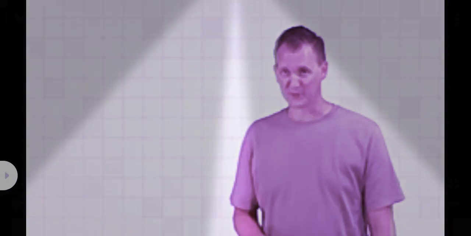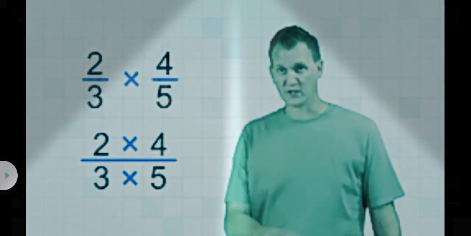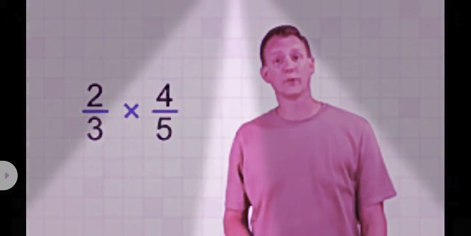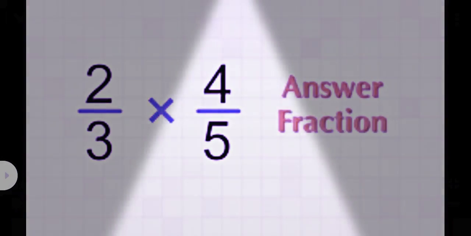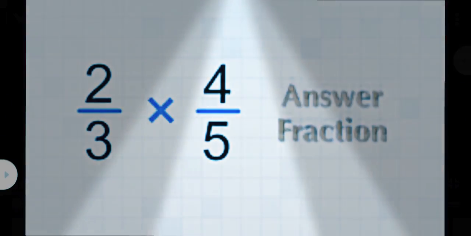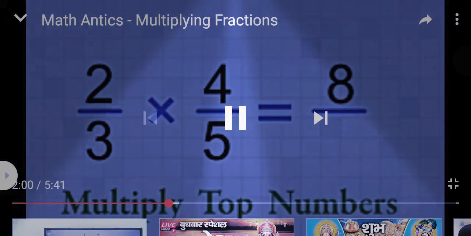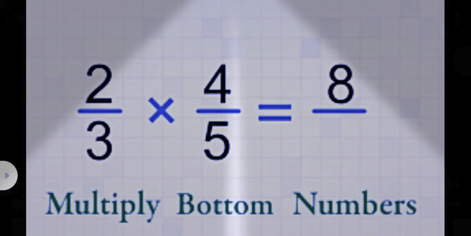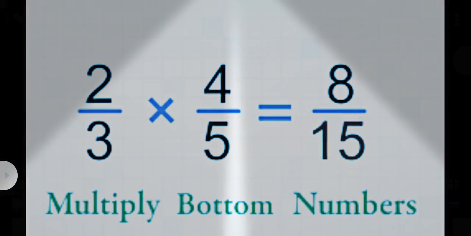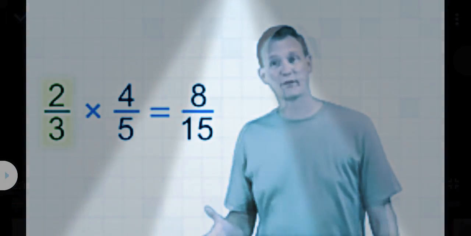Let's try this problem, 2/3 times 4/5. Now, we could rewrite the problem like we just saw, but that's not necessary as long as we remember the procedure. First, we know our answer is going to be a fraction, so let's write a new fraction line for it. Next, we multiply the top numbers. 2 times 4 equals 8, so it's the top number of our answer. And last, we multiply the bottom numbers. 3 times 5 equals 15, so 15 is the bottom number of our answer. There we have it. 2/3 times 4/5 equals 8/15.